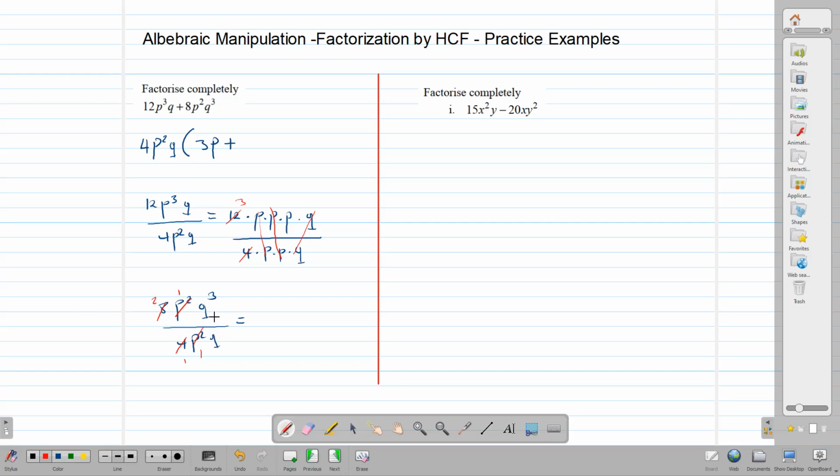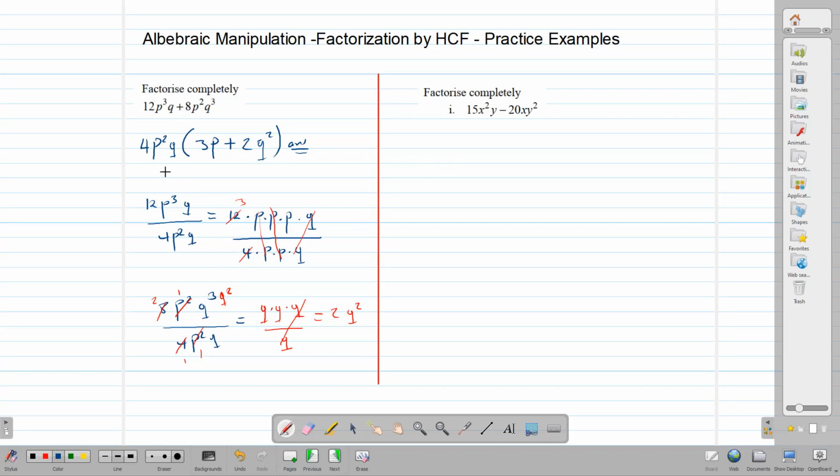And q into q cube, q to the third means q times q times q. We're dividing by q, so 1 q gets cancelled out, which leaves us with a q times q, which is now q square. So when we divide 8p square q cube by 4p square q, we end up with 2q square. So we put this part in the bracket, 2q square. And this becomes our answer, and we have factorized this expression because we have changed it from a sum with a plus to now a product where this is multiplying that.